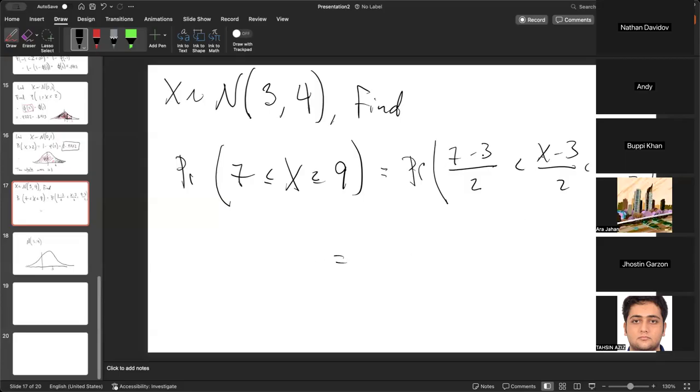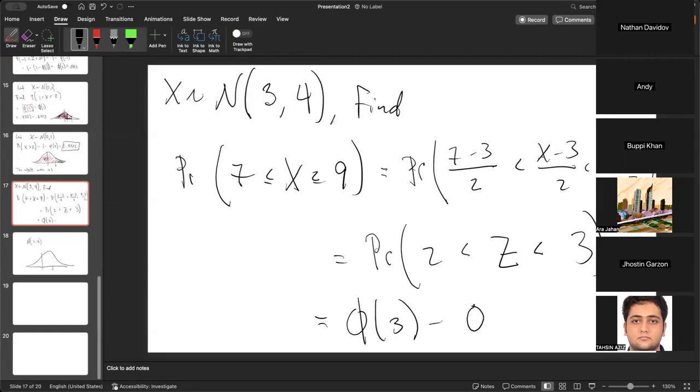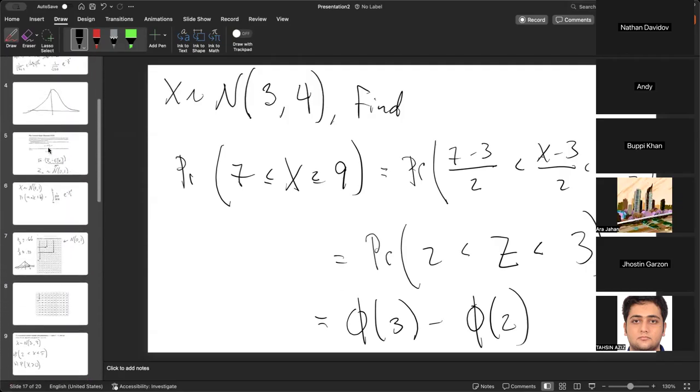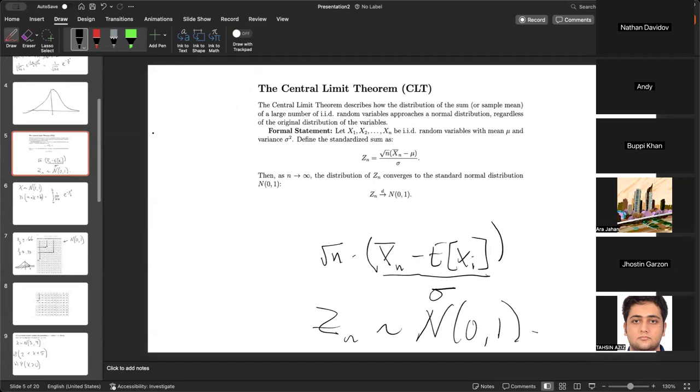So this is equal to 7 minus 3 is 4, over 2 is 2. I'm going to call this Z. And this is 6 over 2, which is 3. Okay. And that would just be phi of 3 minus phi of 2. And hopefully you know how to use this chart. You could figure out what those numbers are. Okay, since this is about to end, I think we'll stop there. That's the normal distribution, and the motivation for it was given by the central limit theorem.